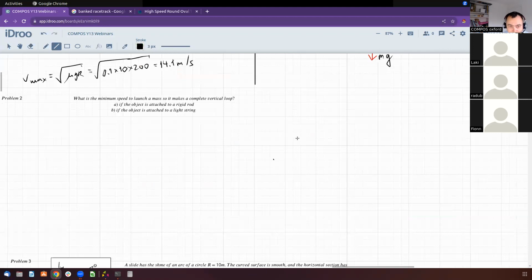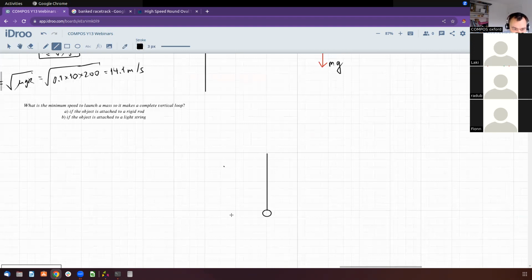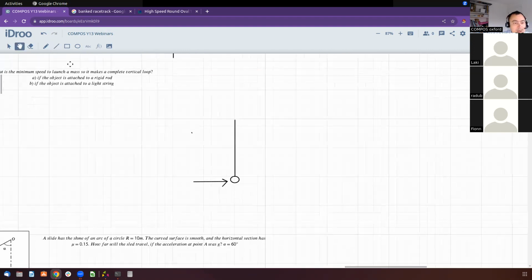So we have a rod and a mass attached to the rod. It's a very light rod. And if we push this thing hard enough, the rod is allowed to move in circles, and it will travel and make a complete loop and return to the original position.